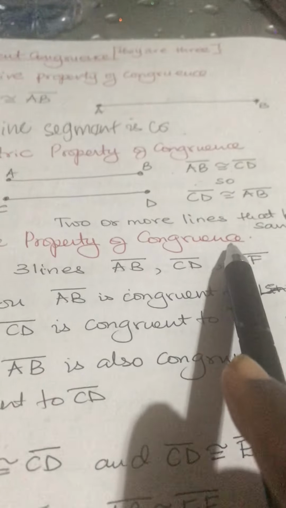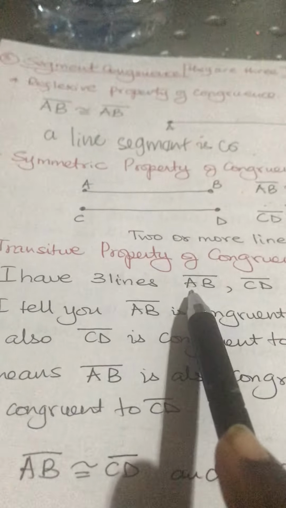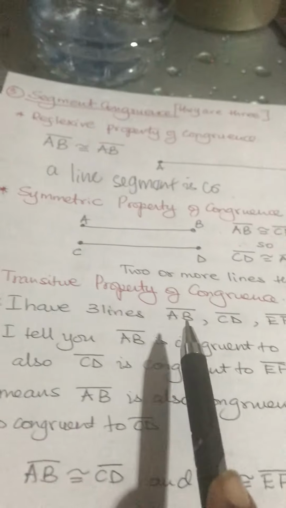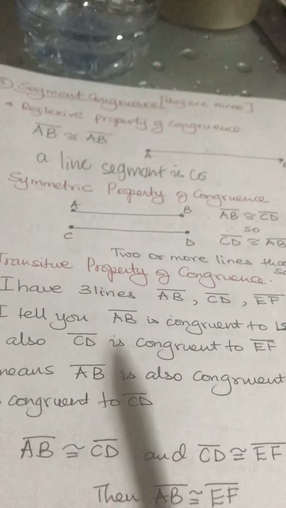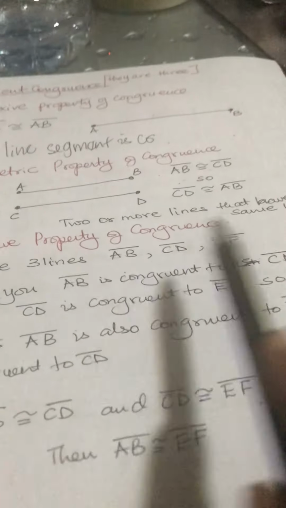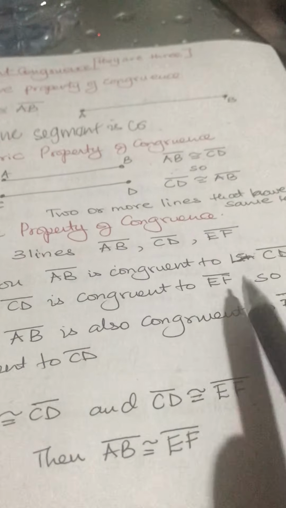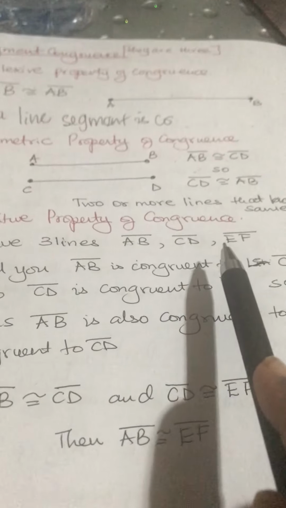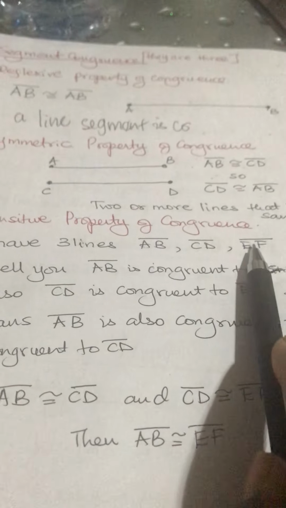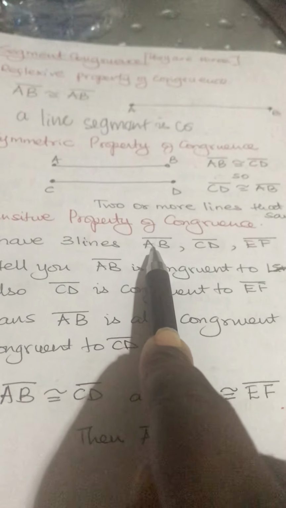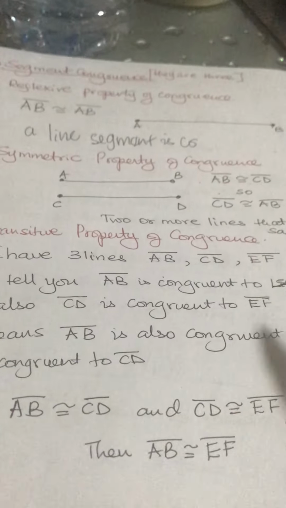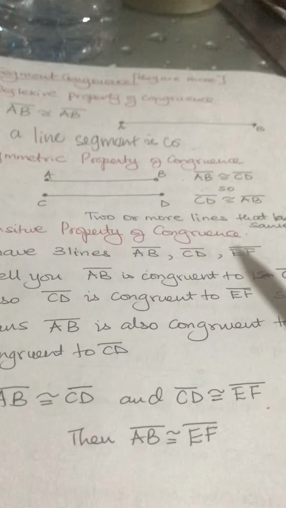Now, transitive property of congruence. When you have three lines, A, B, C, D, E, F, then I say AB is congruent to CD. Then I also tell you CD is congruent to EF. So this means EF is also congruent to AB. So that is where you do transitive. When you use the third one to match with the first one, or you use one to match with the other in the question that was not matched to it in the beginning. Okay?